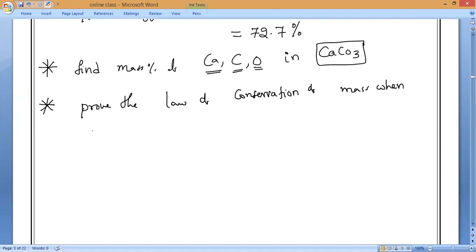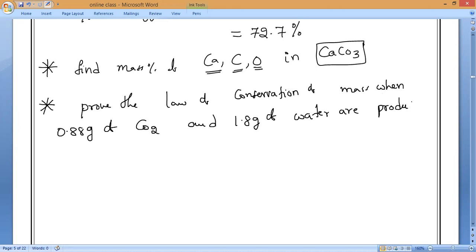When 0.88 grams of carbon dioxide and 1.8 grams of water are produced. Produced means what? Are they products or reactants? That is my question. Produced. Yes, please, Harish. Produced means what? Akilan? Products.